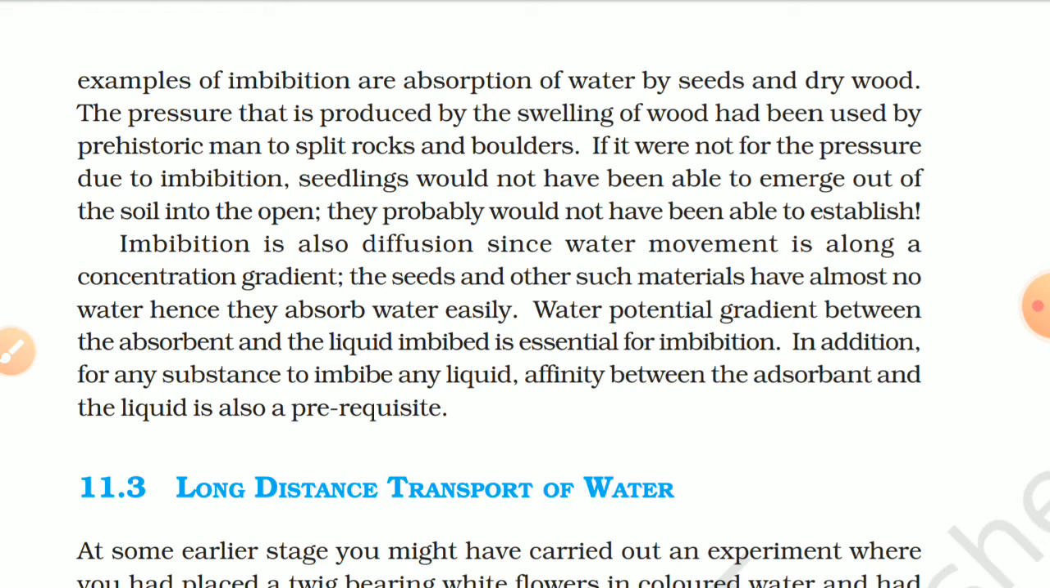Imbibition is also diffusion since water movement is along a concentration gradient. The seeds and other such material have almost no water, hence they absorb water easily. Water potential gradient between the absorbent and the liquid imbibed is essential for imbibition. In addition, for any substance to imbibe any liquid, affinity between the absorbent and the liquid is also a prerequisite.